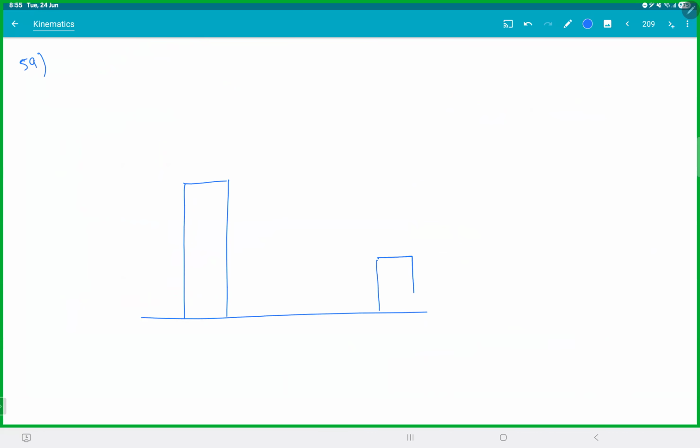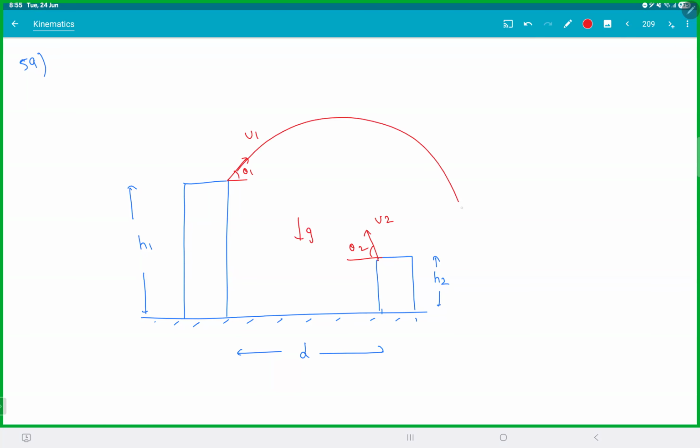We have two buildings, H1, H2. Distance between the buildings is D. This particle is projecting with U1, theta 1. This particle is projecting with U2, theta 2. Gravity is there. So this guy will go something like this, this guy will go something like this. So the question is, find the minimum distance between them.